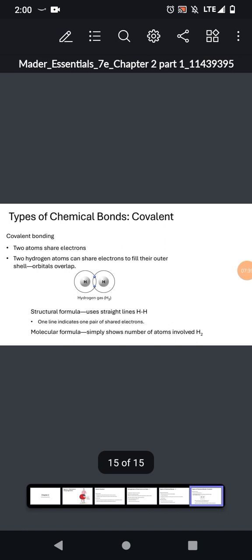Covalent bonding: 2 atoms share electrons. 2 hydrogen atoms can share electrons to fill their outer shell, as their orbitals overlap. The structural formula uses straight lines, H-H, creating H2. One line indicates 1 pair of shared electrons. And the molecular formula simply shows the number of atoms involved, H2. And that is the end of this video.